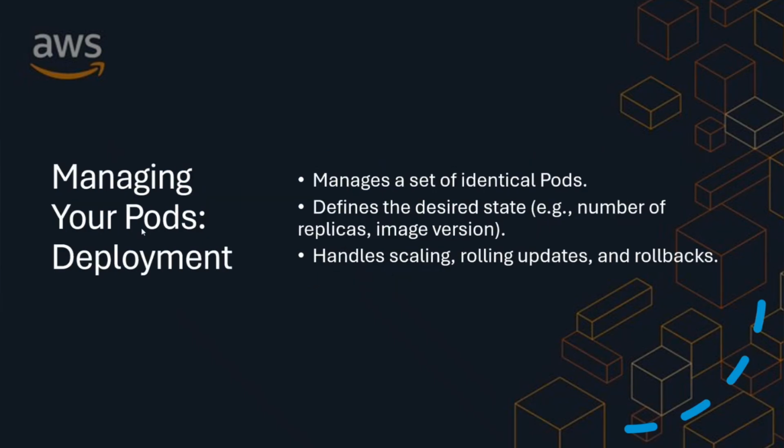Now, you don't manually create pods. Instead, you create a deployment. A deployment is a higher level object that manages a group of identical pods. It's how you tell Kubernetes your application's desired state. The deployment's job is to make sure your actual state matches your desired state. If you say you need 3 replicas of your application running and one pod fails, the deployment will automatically spin up a new one. This is also how we will handle scaling our app and rolling out new versions.